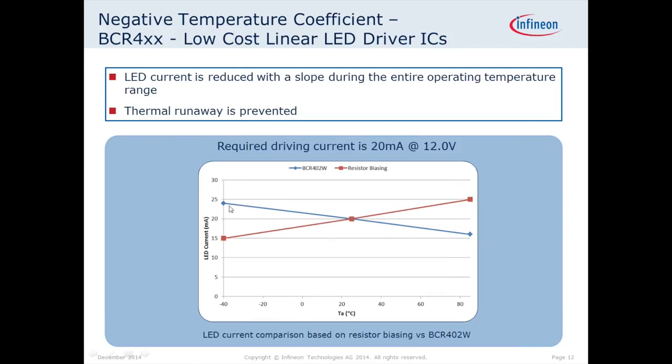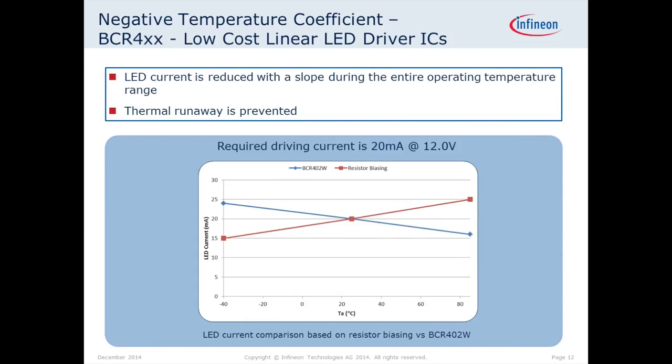If it gets colder, the current output goes up to roughly 24 milliamps, and when the ambient temperature goes higher, in the direction of 80 degrees Celsius, you can see that the current is reduced to 16 milliamps. If you take resistor biasing, which is also quite often used, the opposite will happen. At low temperatures you will have lower current, only 15 milliamps, taking a nominal current at 20 degrees Celsius room temperature, and at higher temperature you will have 25 milliamps.